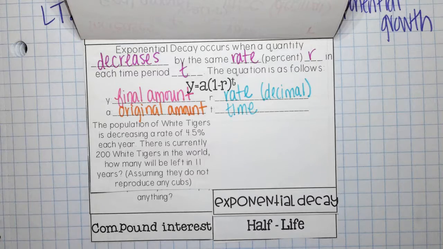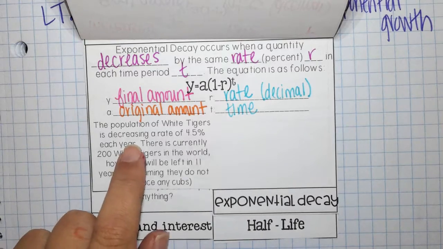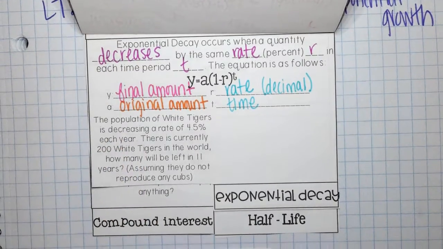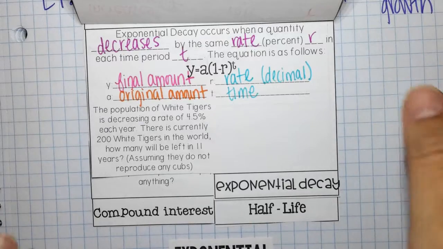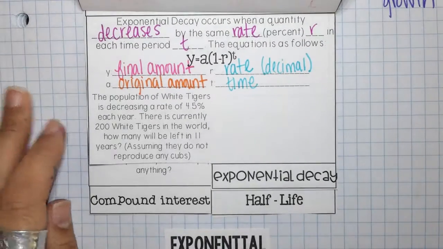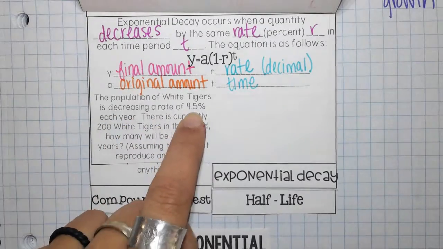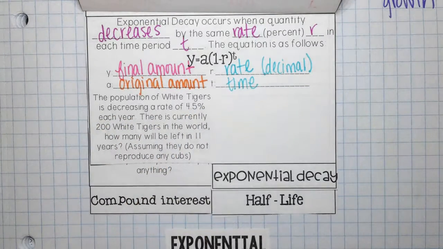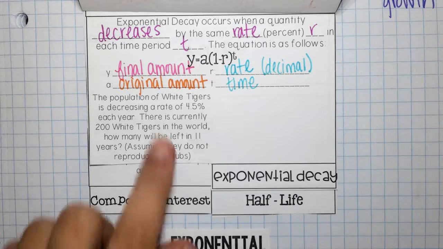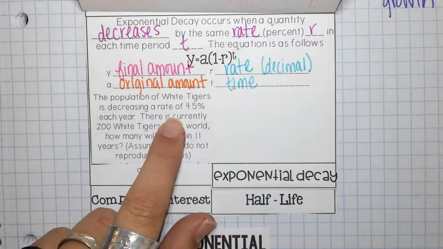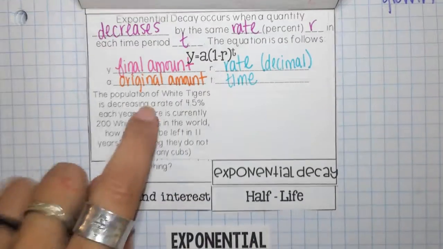All right. So now we're going to talk about how we work out exponential decay problems. This one says that the population of white tigers is decreasing at a rate of 4.5% each year. That means that they're dying, right? Yes. Or being hunted and slaughtered by people. All right, there, this should be "are." That drives me crazy. Correct English, people.